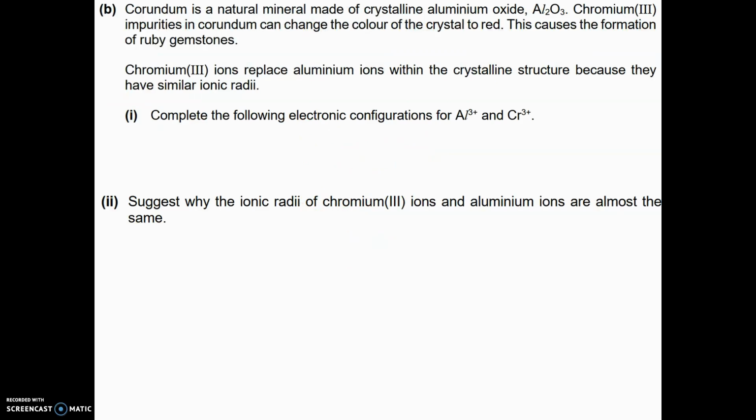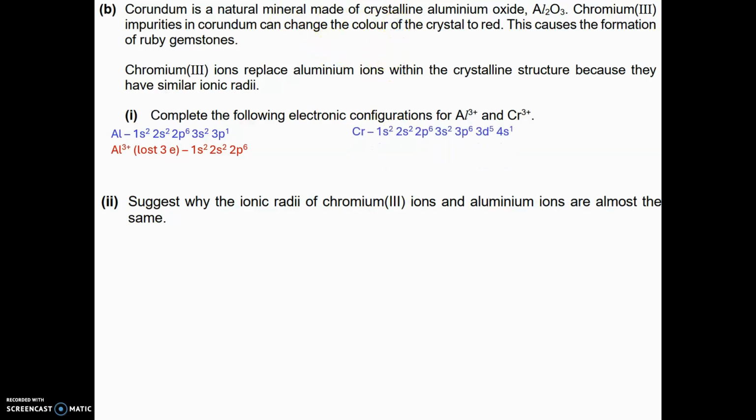Okay, part B, part 1. We want to write the electronic configurations for Al3+ and Cr3+. So Al has an electronic configuration of 1s2, 2s2, 2p6, 3s2, 3p1. When it loses 3 electrons to become Al3+, the electronic configuration will just be 1s2, 2s2, 2p6.